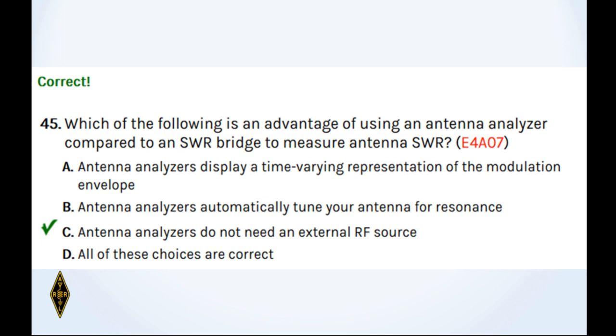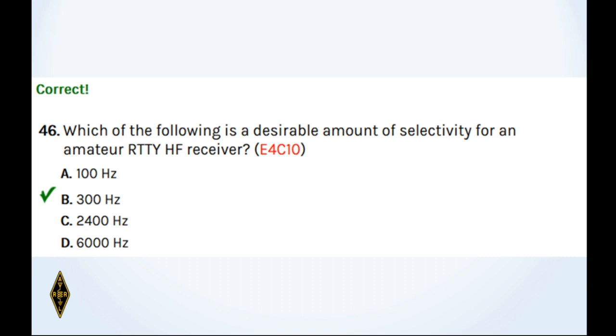And which of the following is an advantage of an antenna analyzer? Well, you don't need an external RF source. They've got one built in, so 45C. And 46, selectivity for an amateur RTTY receiver, 300 hertz. That's what they recommend, 46B.